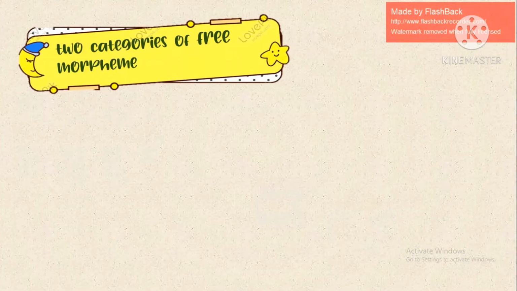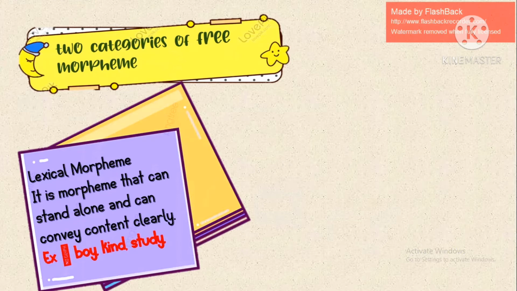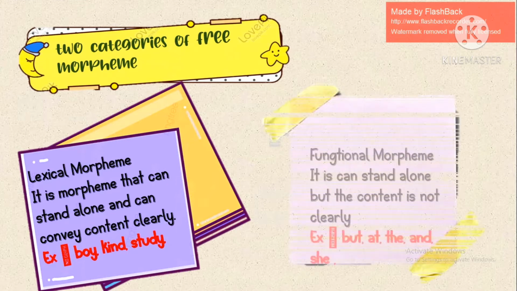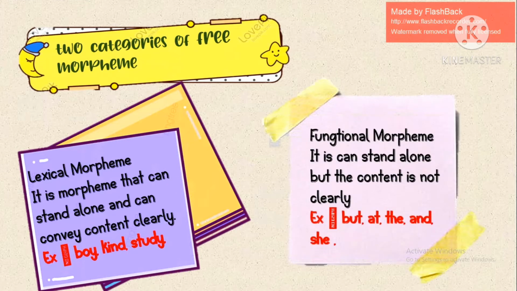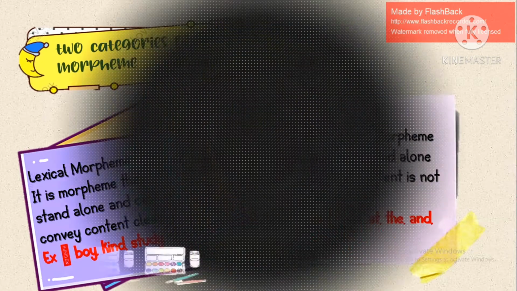There are two categories of free morpheme. The first one is lexical morpheme. It is a morpheme that can stand alone and can convey content clearly. Examples are boy, kind, study, and etc. The second is functional morpheme. It can stand alone, but the content isn't clear. Examples are but, at, the, and, she, and etc.